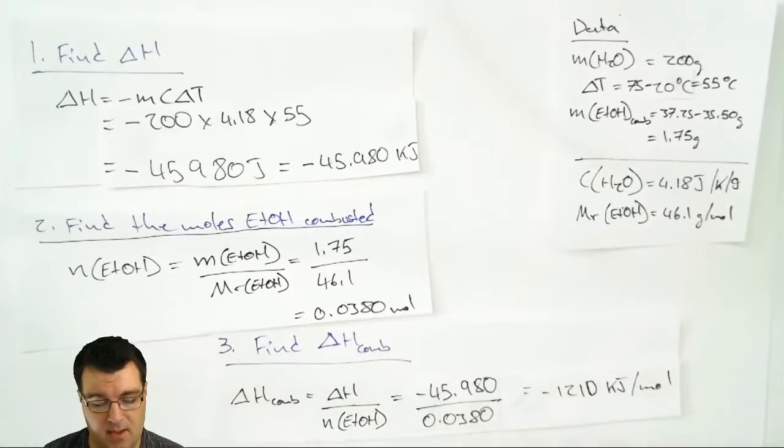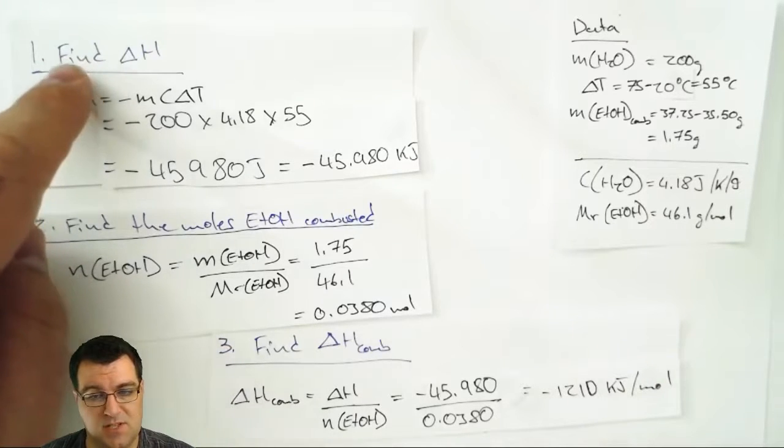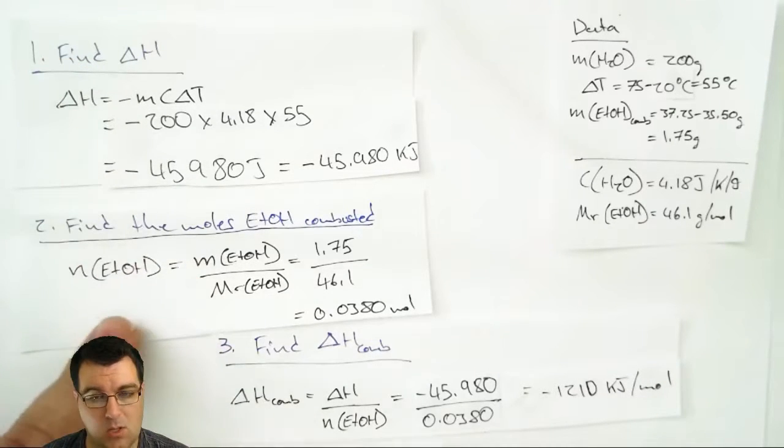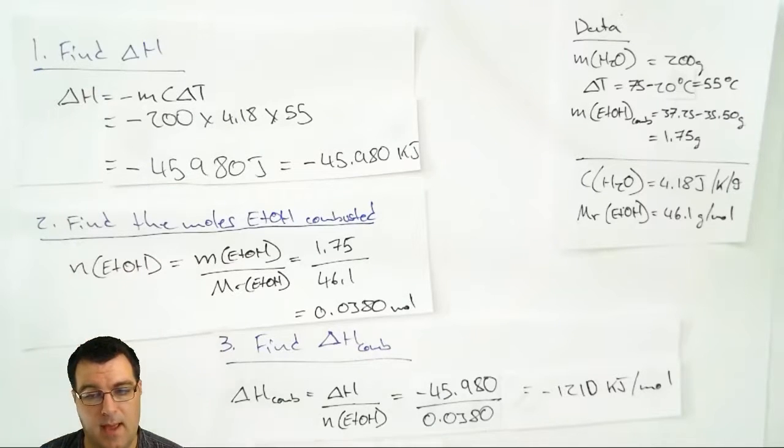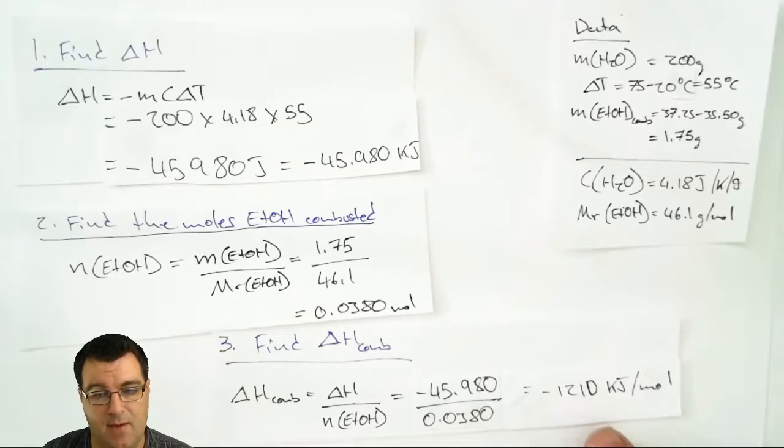Finally, to find the molar heat of combustion, we take our delta H from step 1 and our molar quantity from step 2, and divide delta H by the moles of ethanol that were burnt. That gives us a value for the molar heat of combustion in kilojoules per mole, which is very close to the 1367 kilojoules that we know 1 mole of ethanol actually releases when combusted. Given that this is a student experiment, we know there are going to be some problems.